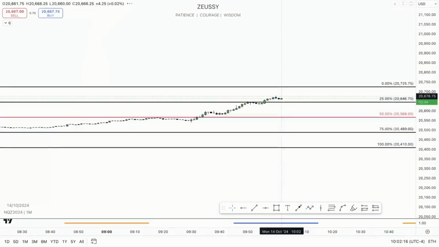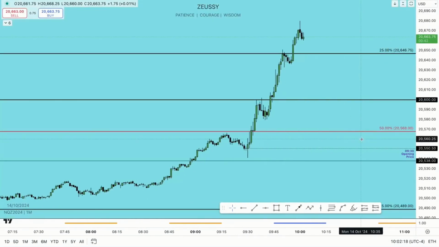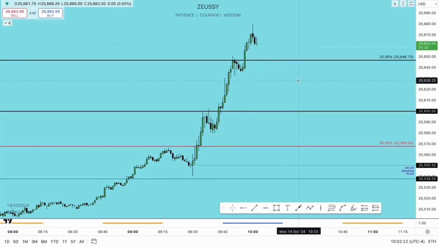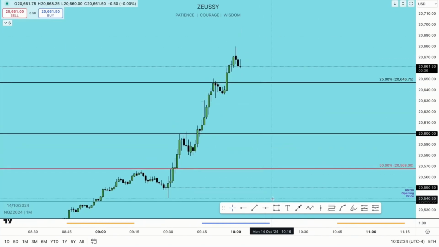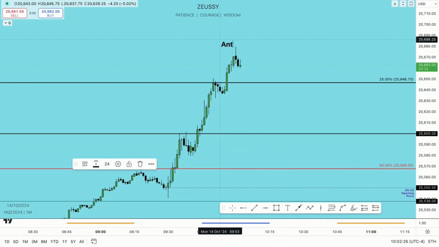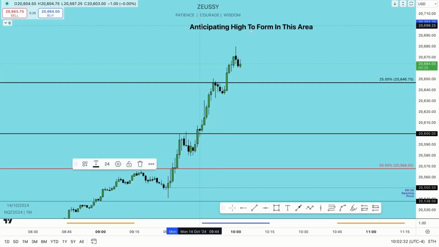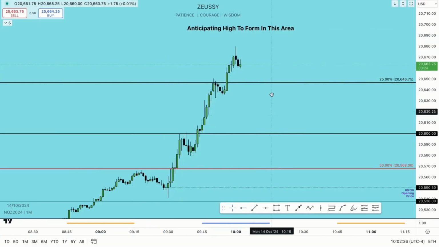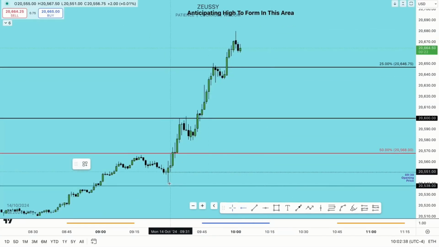So if we drop into the 1 minute time frame, we are going to be working with these quadrants. We are going to anticipate that we are forming a high in this area, right here. And we are going to anticipate that sell-side liquidity is going to be made available.